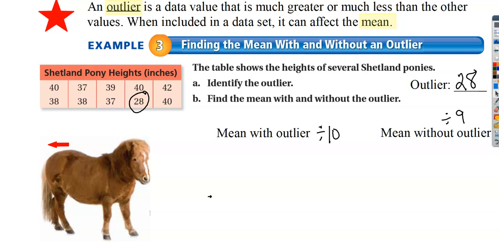Okay, so now I'm going to do the math of the mean with the outlier. So I need to add all of these numbers.